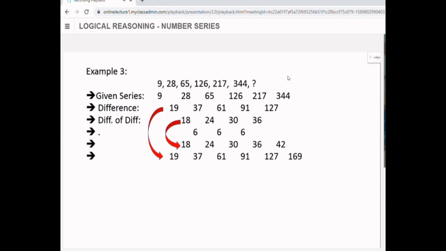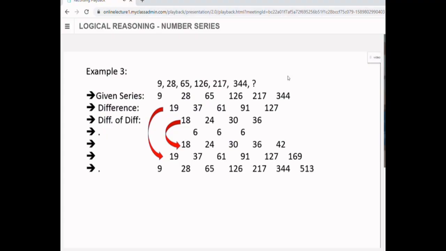19. I know 19. 19 is from that difference. 19 plus 18 is 37. 37 plus 24 is 61. 61 plus 30 is 91. 91 plus 36 is 127. 127 plus 42 is 169. This is the difference. Still, I have not got the numbers.